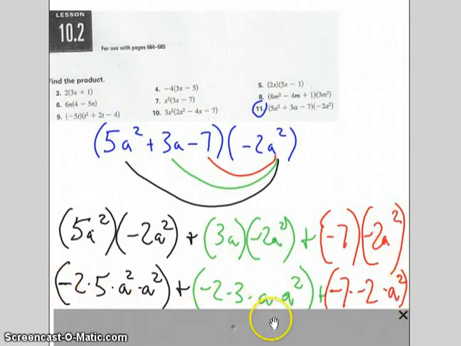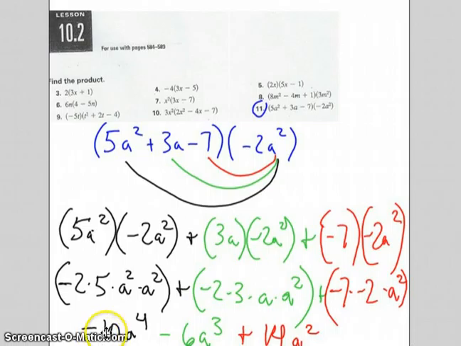Okay, so negative 2 times 5, that's negative 10. A squared times a squared, going back to the lessons we learned about exponents, I'm going to add those 2's, and I'm going to end up with a to the 4th. Negative 2 times 3, negative 6. A times a squared, add the exponents, I get a cubed, or a to the 3rd. Negative 7 times negative 2 becomes positive 14. And I've got the a squared. This is my answer right here. Negative 10a to the 4th minus 6a to the 3rd plus 14a squared. That's my answer to number 11.